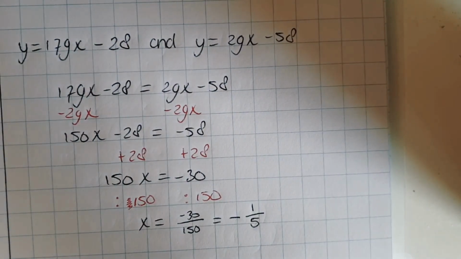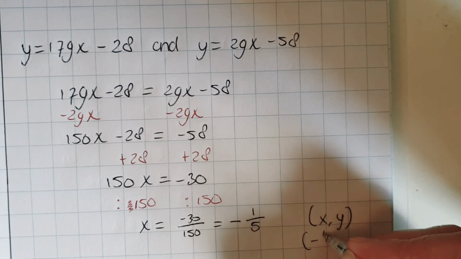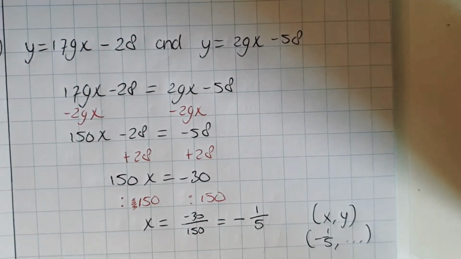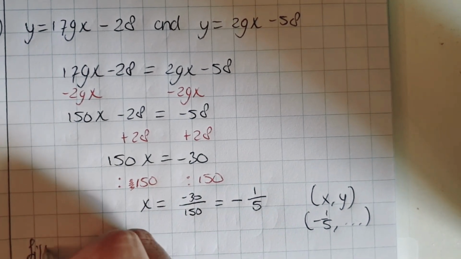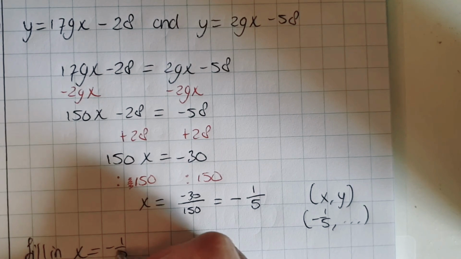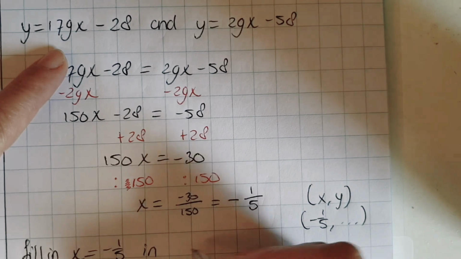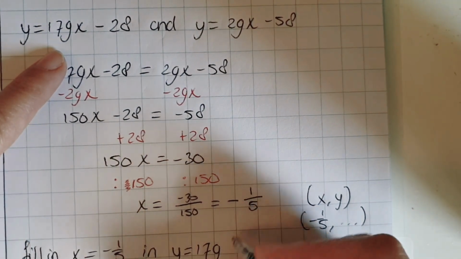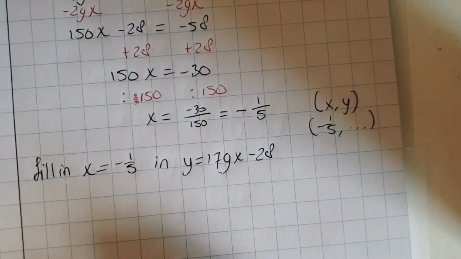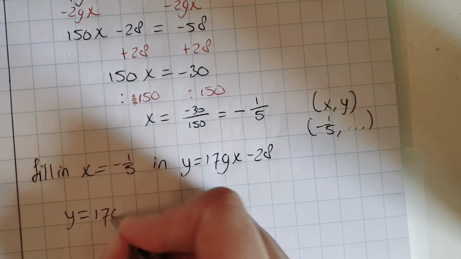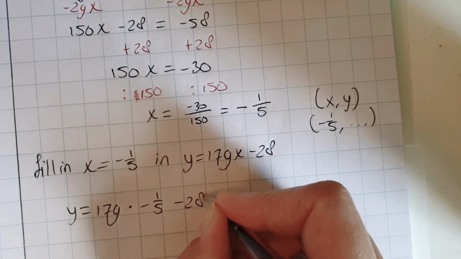Yeah. So this is the x-coordinate. So I have an x-coordinate and a y-coordinate. The x-coordinate is minus 1/5 and the y-coordinate, I don't know. I'm going to fill it in. So fill in x is minus 1/5 in one of the two formulas. I just choose the first one. Y is 179x minus 28. Okay. Now, that's y is 179 times x, which is minus 1/5, minus 28.